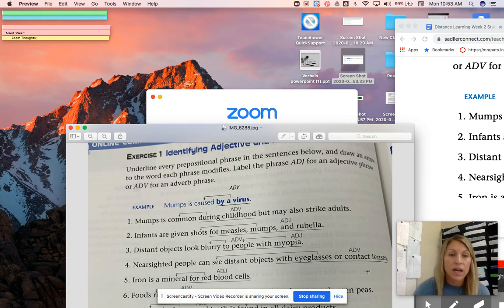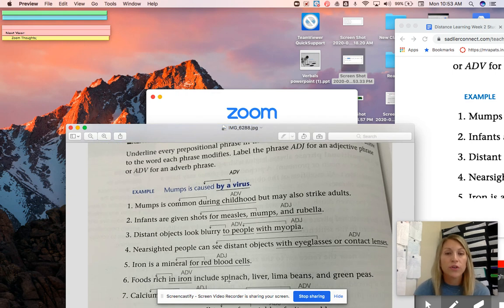Okay, next one. Iron is a mineral for red blood cells. For red blood cells is what it is a mineral for. Mineral is a noun, so this is acting as an adjective. Number 6, foods rich in iron include spinach, liver, lima beans, and green peas. All right, in iron is telling you what the foods are rich in. Rich is an adjective because it's a describing word. So in iron is acting as an adverb.